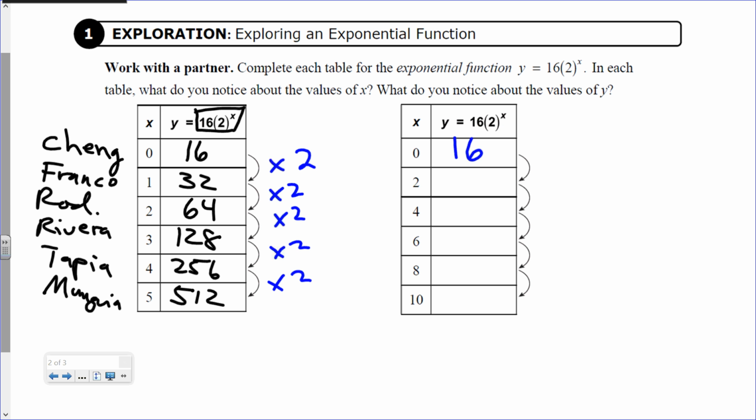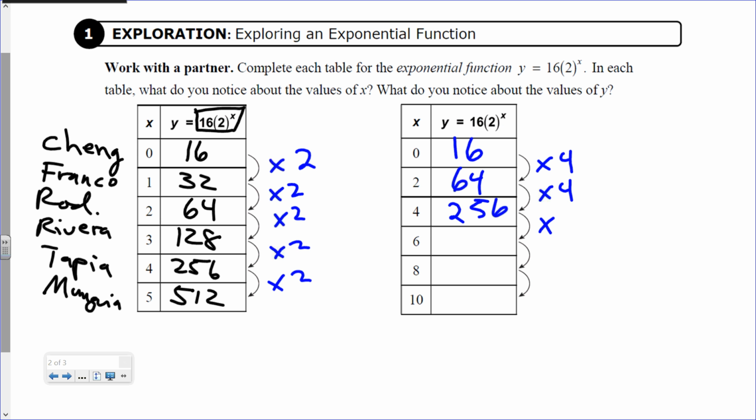When x was 2, what was y again? Thank you. When x was 4, 256. How about when x is 6? Do we really need a calculator, or can we figure out the pattern here? We could, huh? From 16 to 64, what are you multiplying by? By 4, huh? 64 times 4 is 256.